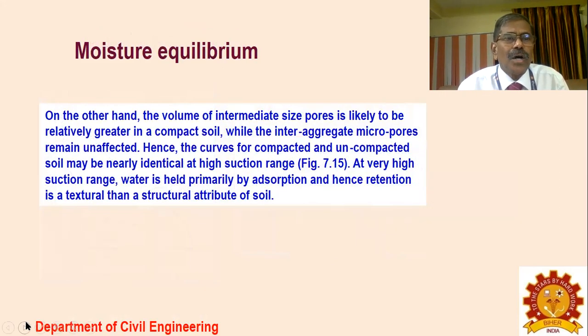On the other hand, the volume of intermediate-sized pores is likely to be relatively greater in compact soil, while the inner aggregate micropores remain unaffected. Hence, curves for compact and uncompacted soil may be nearly identical at a high suction range. At very high suction range, water is held primarily by adsorption, and hence retention is a matter of texture rather than a structural attribute of the soil. So structure is very important for the moisture equilibrium.